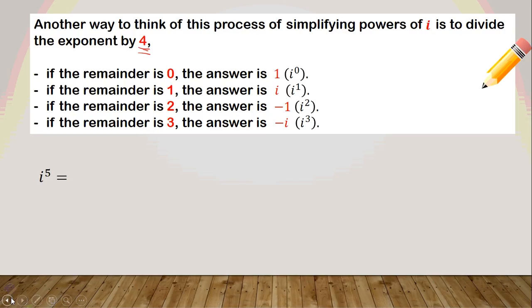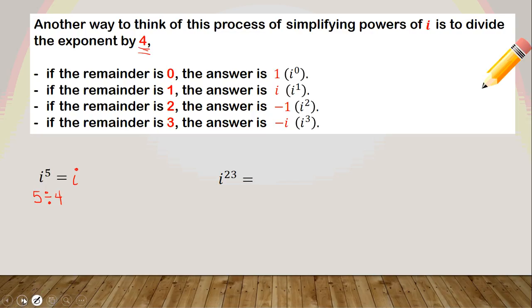What about i to the fifth? Well, if we took 5 divided by 4, we'd get 1 and a remainder of 1, okay? 5 divided by 4, we get one group of 4, but we'd also have a remainder of 1. So because the remainder is 1, I know that this answer is i. The remainder is 1, therefore the answer has to be i.